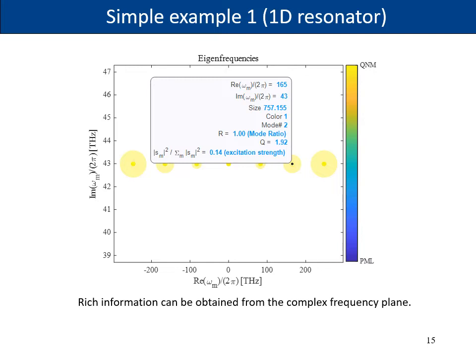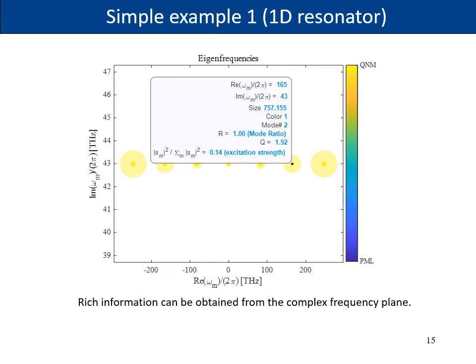The excitation strengths, which are described by the size of these circles, qualitatively describe how much the mode can be excited by a plane wave. For example, a mode with a large circle is more likely to be excited when you shine the system with a plane wave, whereas the modes located in the center of this complex plane have small circles and they are less likely to be excited.